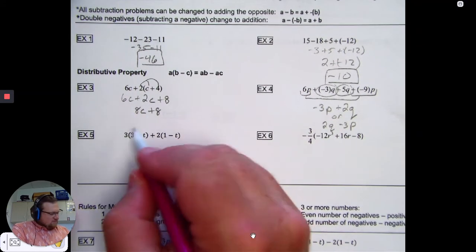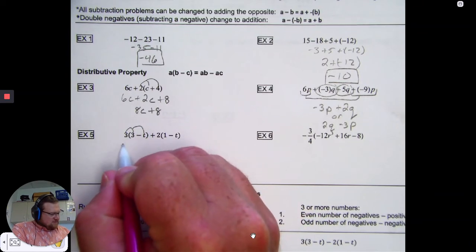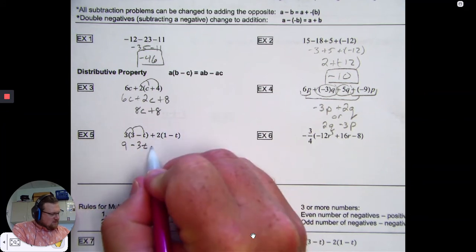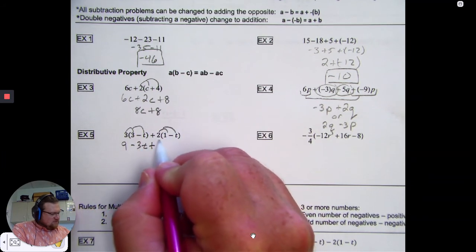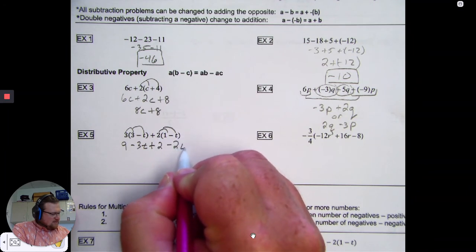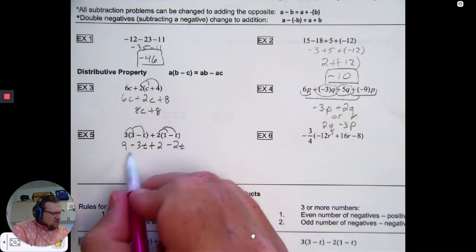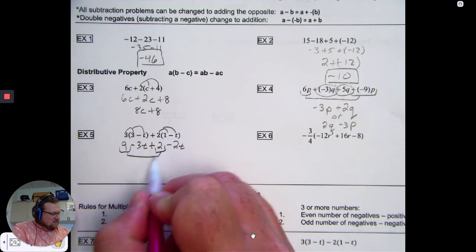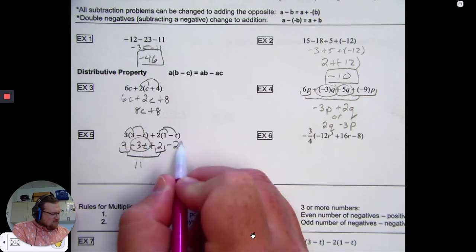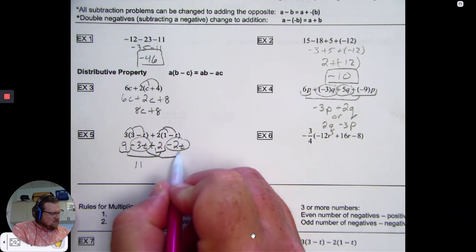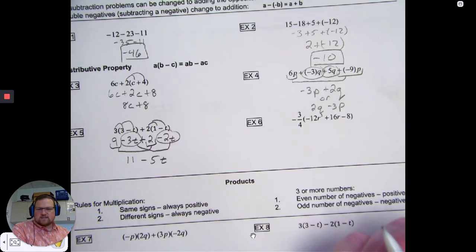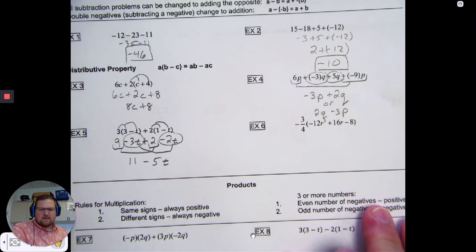Number 5, we distribute the 3 to both of these pieces. This gives us 3 times 3 is 9 minus 3t plus, we have to distribute this 2, so this would be plus 2. And then 2 times a negative t leaves me with a negative 2t. So what can we combine? Well, this 9 and this 2 can be combined to give me 11. And then this negative 3t and negative 2t can be combined to give me negative 5t. So that's 11 minus 5t.